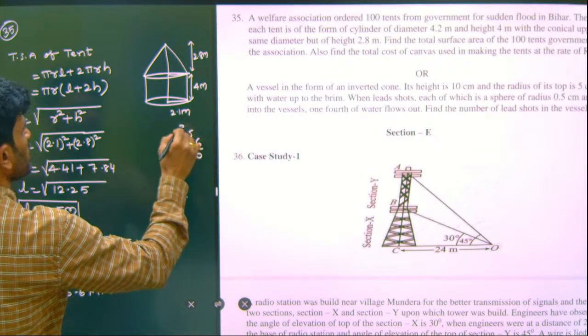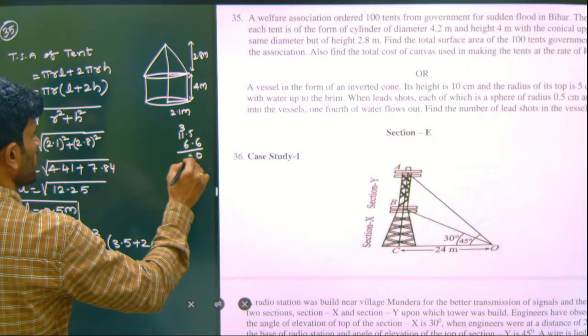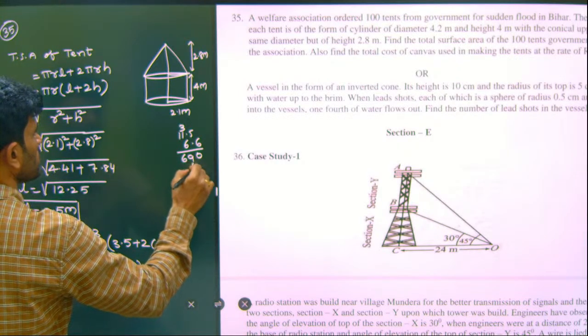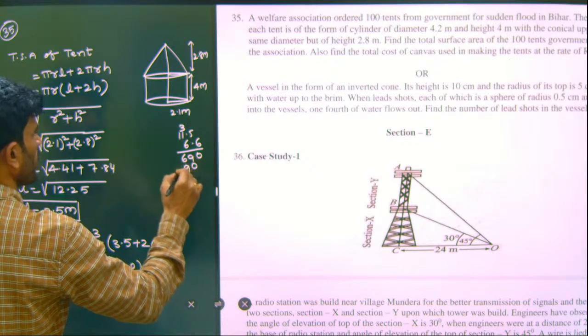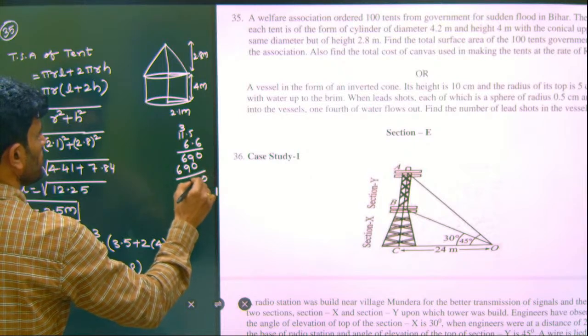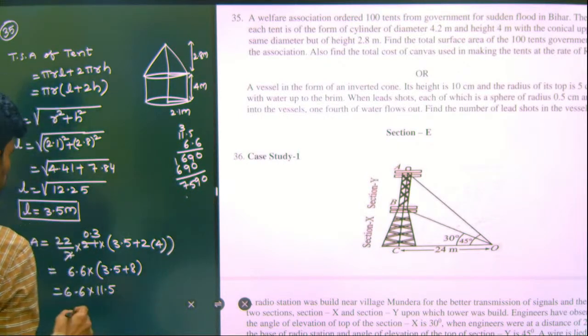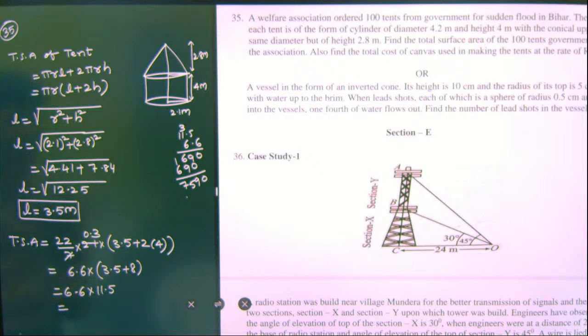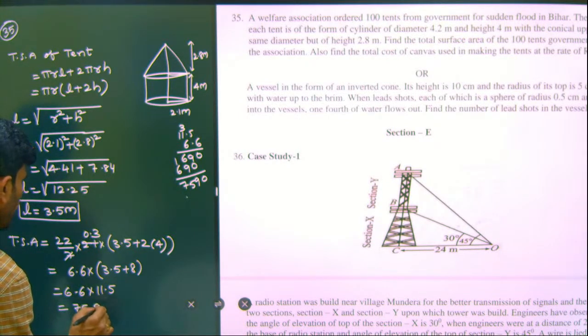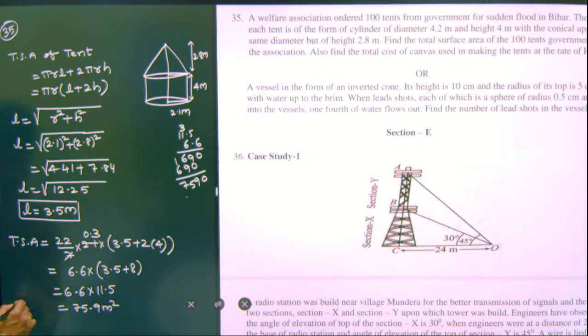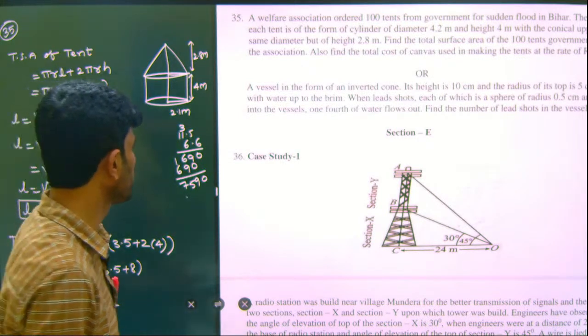6 5s are 30, 6 1s are 6, 3 9... so 0 9, 15, 759. After multiplication we get 75.9 meter square. This is 1 tent area. Like this, how many tents are there?